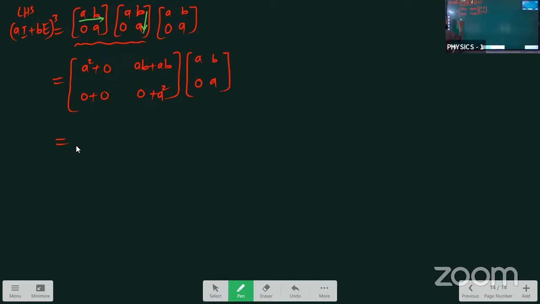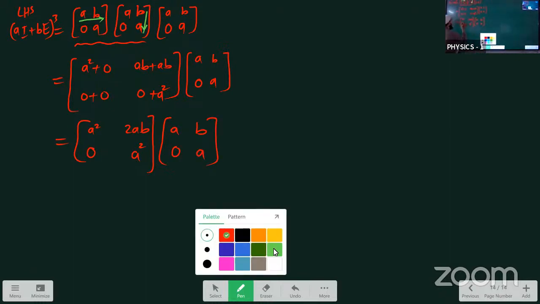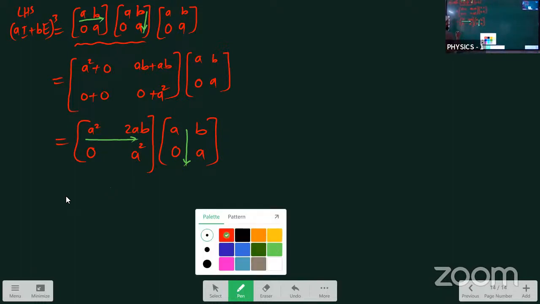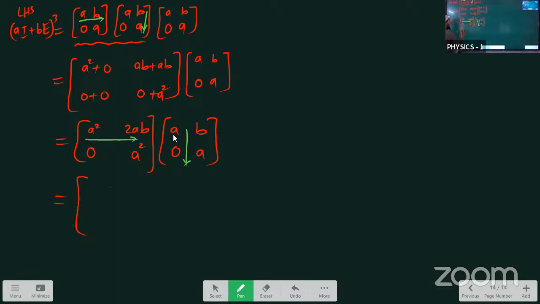Okay, this equals to A square plus 0 is A square, AB plus AB, how much it is? 2AB. 0 plus 0 is 0, 0 plus A square is A square. So multiply this with A B 0 A. Multiplication procedure of two matrices is same as I told before. Say corresponding ये row और corresponding ये column को multiply करके, first element में लिखो a11, first row first column में. So how you will write? Multiply this correspondingly. A square into A is A cube, plus 2AB into 0 is 0.